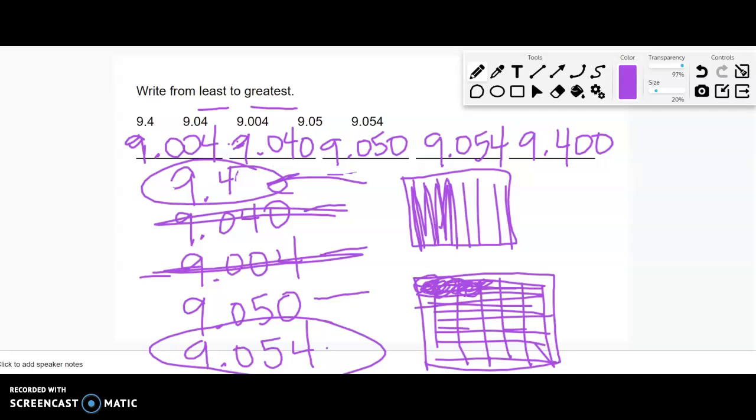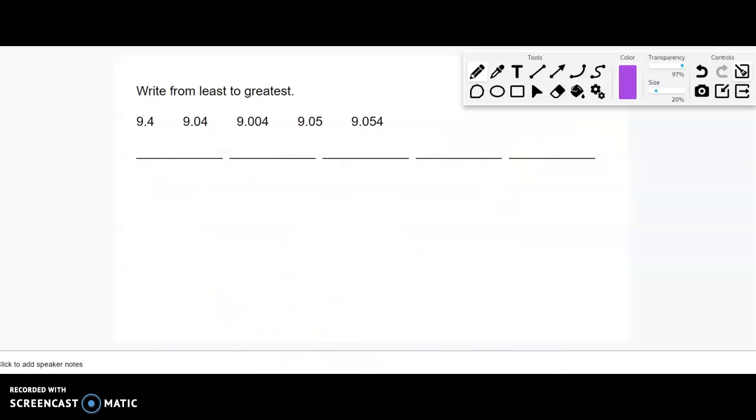So that can help you if you visualize or picture it as a cube. 54 of those little pieces versus 4 of the big flat ones. 4 of the big flat ones is definitely going to be bigger. All right, 2 more. Then if you want to give it a shot before I go over it, go ahead.